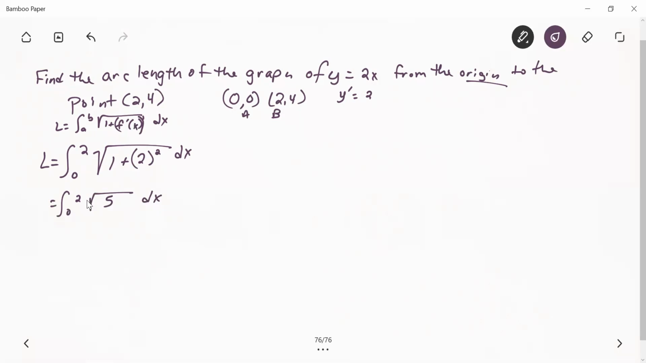Now remember that since there's no function of x here, I can factor out that square root of 5. So this is just 1 dx, which gives me the square root of 5 times our x from 0 up to 2. Okay? So this gives me the square root of 5 times 2 minus 0, because all we have is x, so that gives me 2 square roots of 5. Okay? 2 square roots of 5.